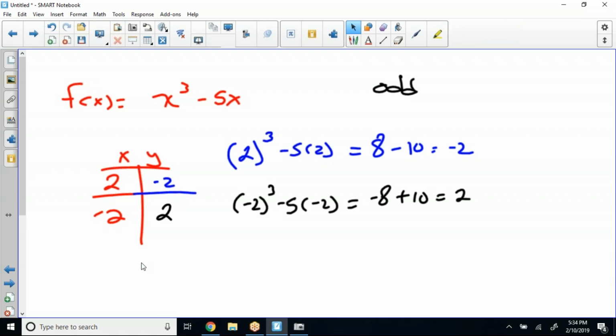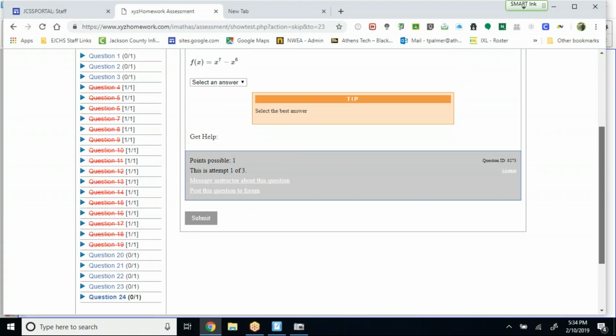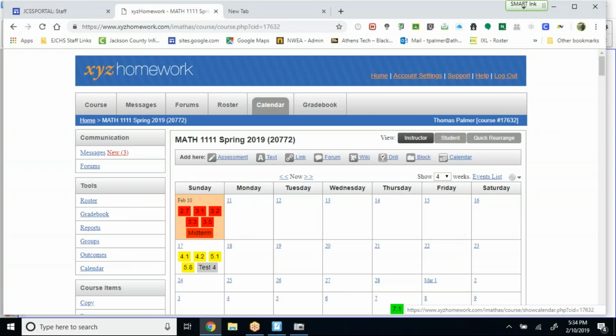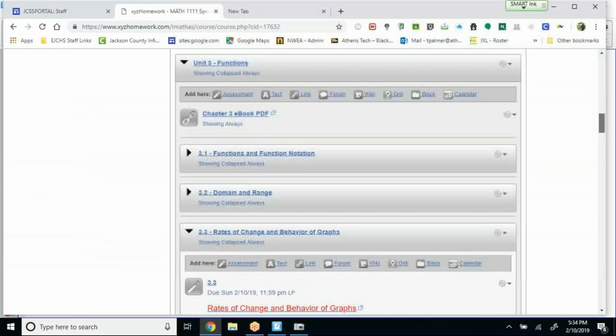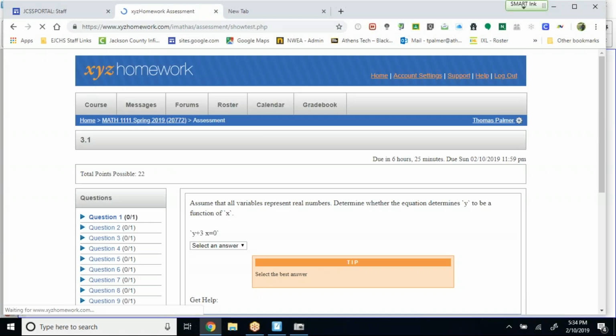Also, I think on 3.1, number 17 and 18, just the way that you're supposed to write those out got me confused. Okay, we'll look at them.